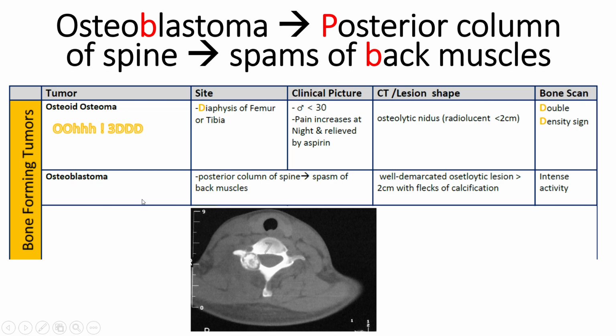Osteoblastoma is also referred to as giant osteoid tumor because it's very similar to the osteoid osteoma but a little bit bigger. So this time the osteoblastoma is also a radiolucent osteolytic lesion, yet it's more than 2 cm and it contains reflex of calcification. The bone scan has intense activity. As expected, it's a giant osteoid tumor. All of these are just memory aids.